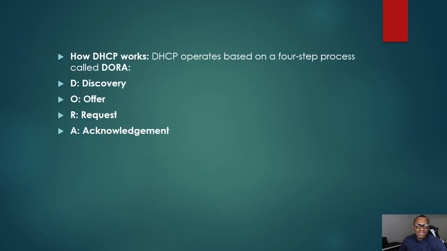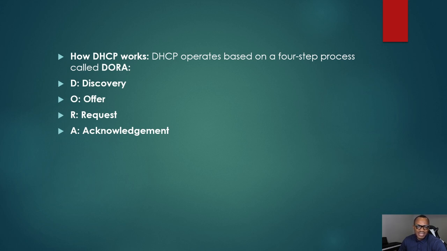Let's look at how DHCP works. DHCP operates based on a 4-step process called DORA, and the D stands for discovery. The client, which is the computer that is requesting an IP address or network configuration, broadcasts a DHCP discover message to find an available DHCP server. The O stands for offer, where the DHCP server responds with a DHCP offer, which includes an IP address, subnet mask, lease time, and other configuration details.